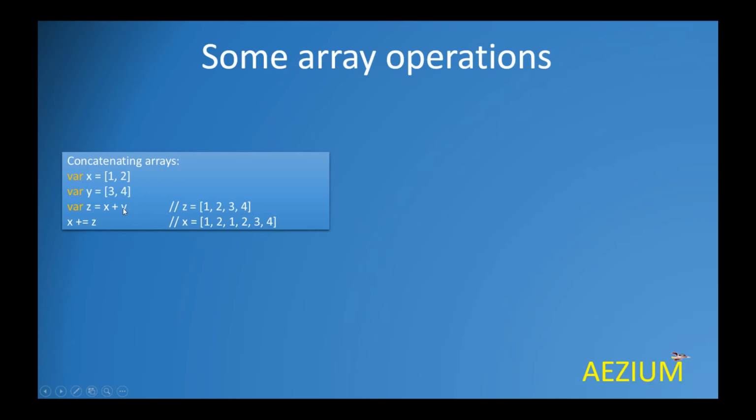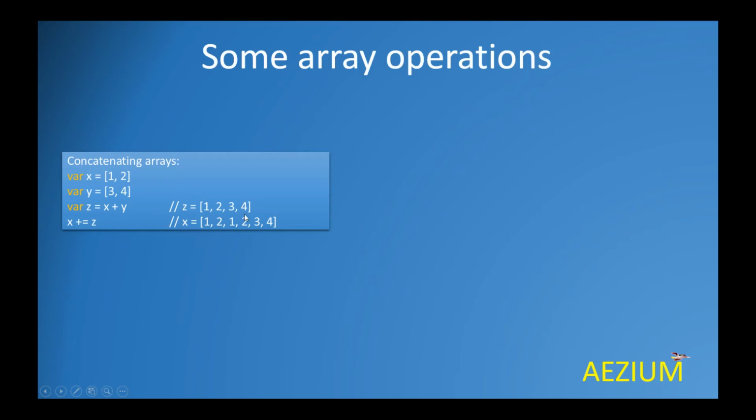Please remember that ordering is important in the case of arrays. So X plus Y would be different to Y plus X. So the outcome of X plus Y would be 1, 2 first and 3, 4 next, all in one array as I'm showing here, and this outcome will be assigned to our variable Z.